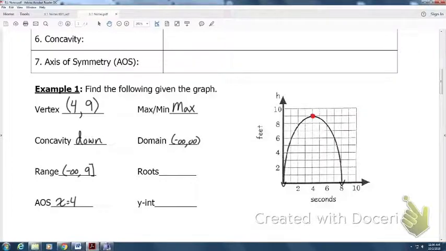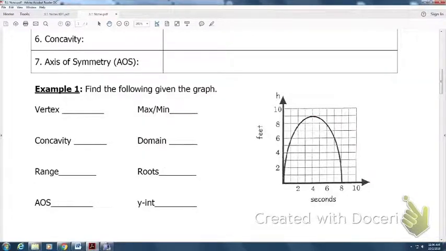Tanner, what's one of the roots on that graph? 8, 0. Michaela, what's the other one? And Austin, what is the y-intercept? 0. If it goes through the origin, 0, 0 is going to be one of your roots, and it's also going to be your y-intercept. Okay? So turn it over, go to the back of that page.